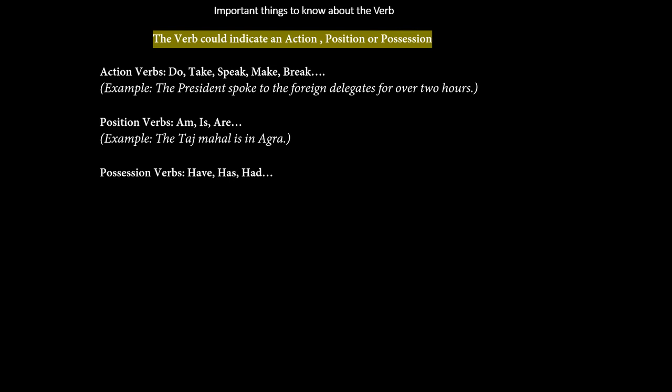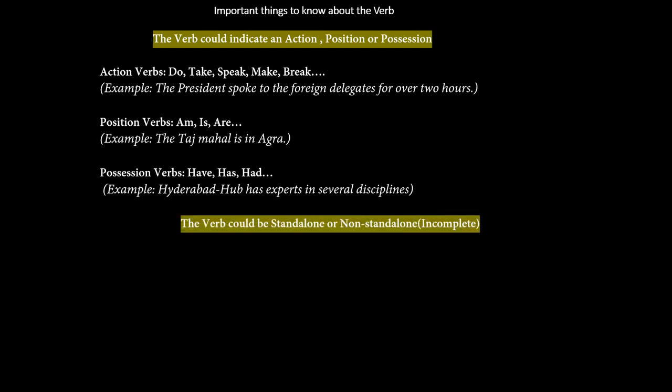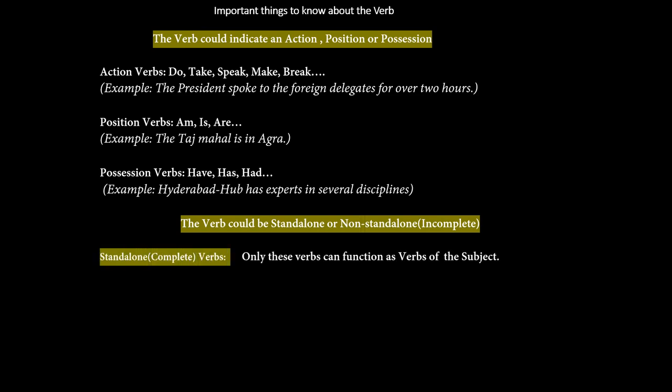Possession verbs: have, has, had, etc. are called possession verbs. For example, Hyderabad hub has experts in several disciplines. In this sentence, the verb has indicates the possession, what Hyderabad hub has or what the subject possesses. The verb could be standalone or non-standalone, or complete or incomplete verb.